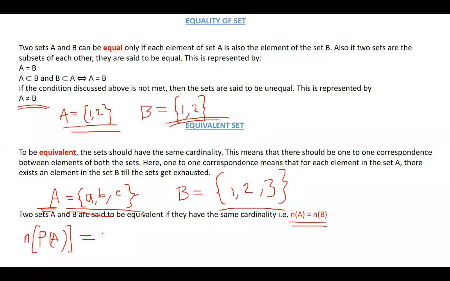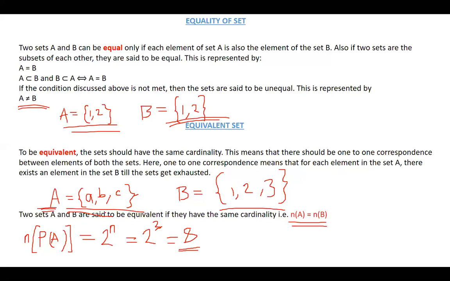The cardinality of a power set is just given by 2 to the power n. So in short, how many elements do we have there? We have 3 elements in this set A. So you just say 2 to the power 3, oh sorry, we have 3 here, which gives you 8 as your answer. So the cardinality of the power set of A is just 8.